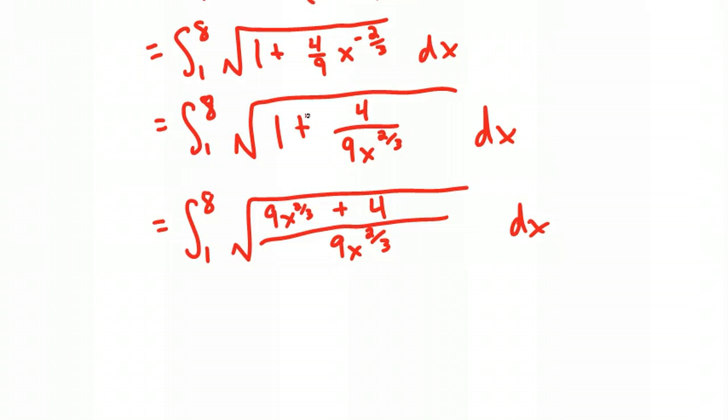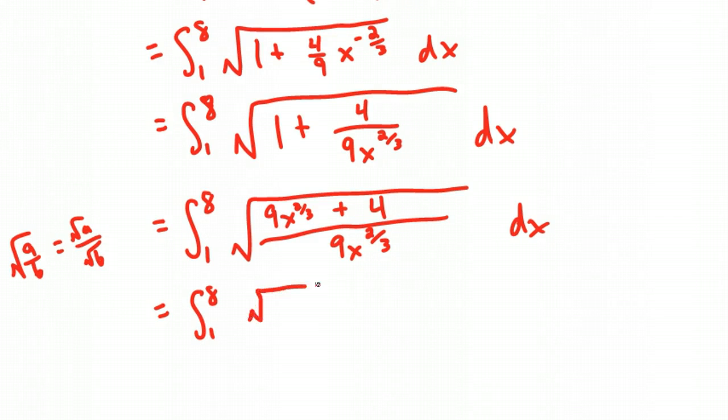Do you notice that this is equal to this? 9x to the 2/3 over 9x to the 2/3, that's just 1. And 4 over 9x to the 2/3, that's this. Now if you take the square root of a fraction, the square root of a over b is the same thing as the square root of a over the square root of b. So what we have here is the integral from 1 to 8 of the square root of 9x to the 2/3 power plus 4 over the square root of the denominator.